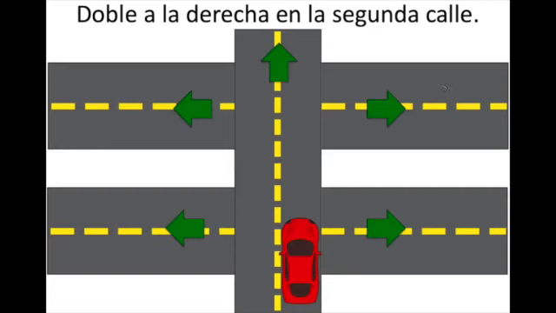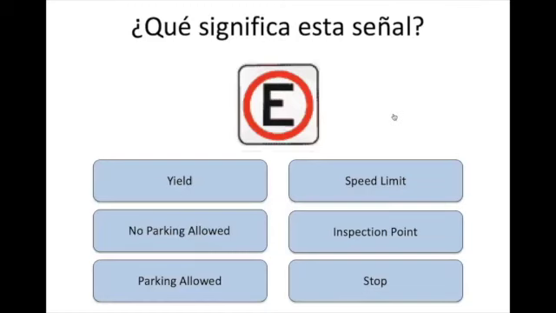Here you see doble a la derecha en la segunda calle. So doble a la derecha, you learned earlier. La derecha is to the right, not to be confused with derecho with an O, which means straight. But here we're saying turn to the right en la segunda calle, the second street, la segunda calle. And again, if you've been studying your Quizlet, you should know all these words. So turn to the right at the second street. Here's our first street, here's our second street. We need to turn to the right.